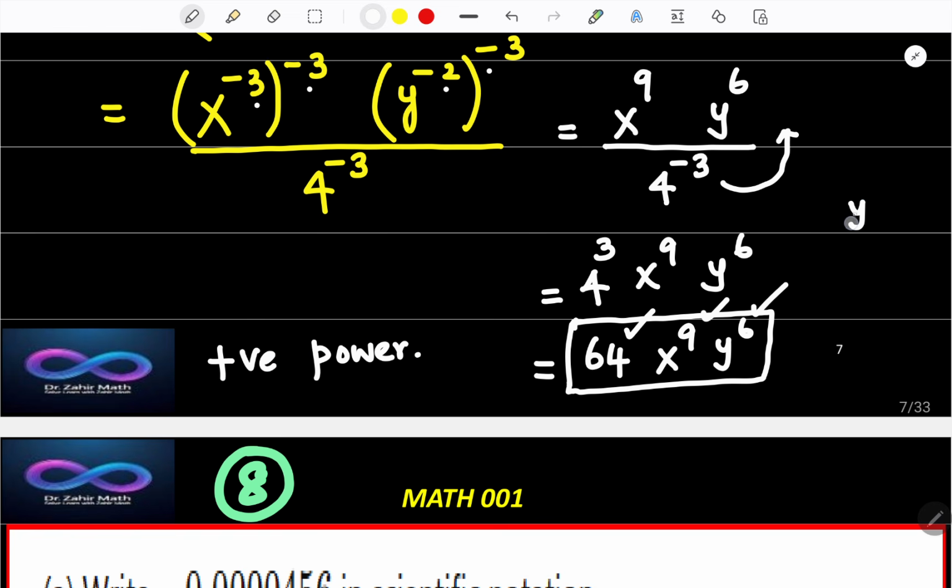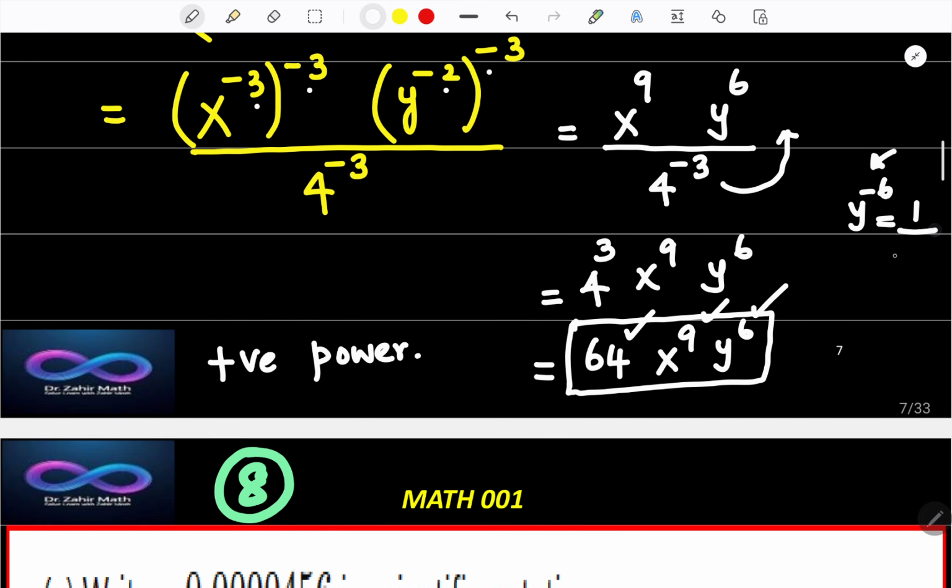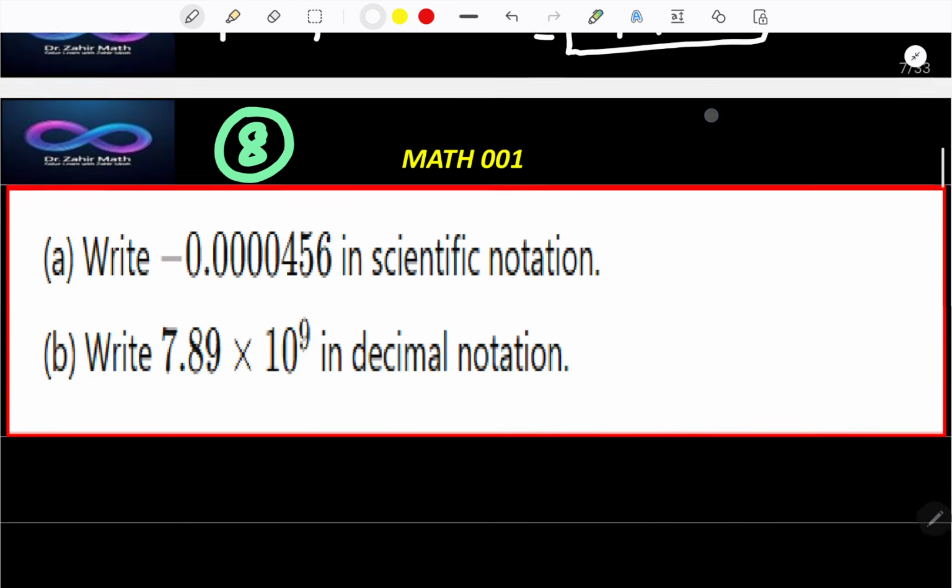Suppose in case you have something like this, y power minus 6. You have to write it as 1 by y power 6. Why? This is negative power and this is positive power. Clear everybody? So it is not clear. Let me remove y power 6. Still it is not clear. Divided by y power 6.